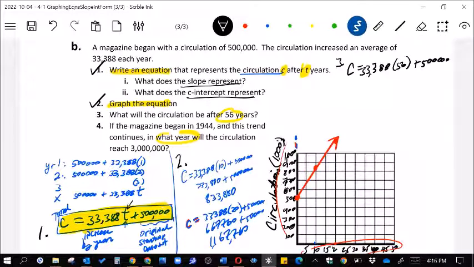Okay, so what that's going to give us is, and I will double check my own answer with it, 33,388 times 56. That's, oh boy, 1,800,000, almost 1,900,000, plus the 500,000. Okay, gives us, the circulation is 2,369,728 magazines.